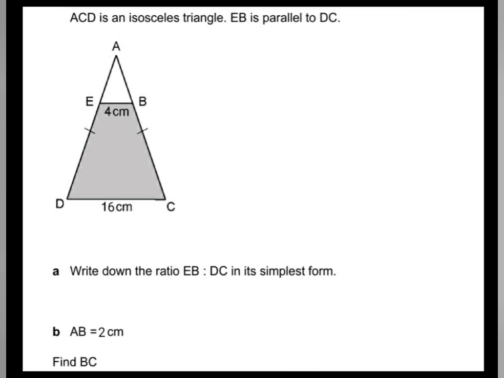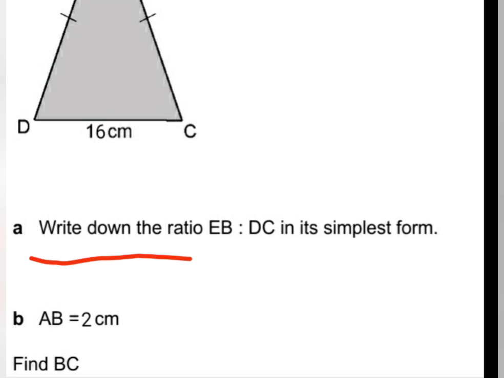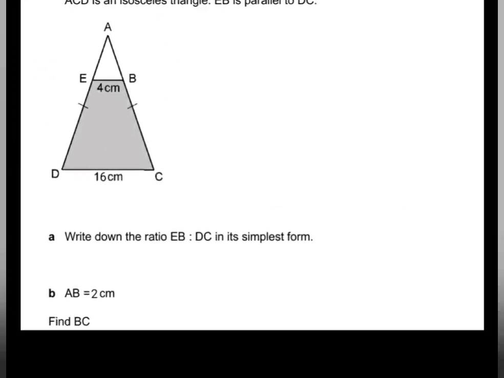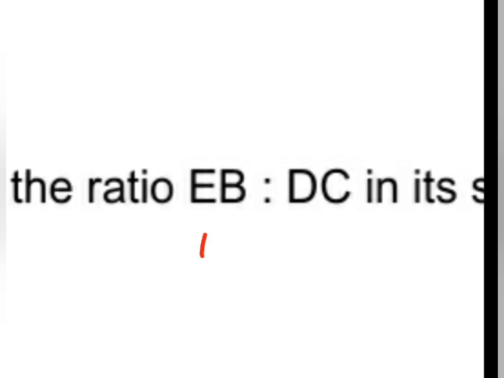Let's start with A. Question A is very easy. Write down the ratio EB to DC in its simplest form. First, let's take a look at EB. Which one is EB? Very good, it's this one. So how many centimeters? Good job, it's 4. So we write 4 next to it. Here, 4. And then we put the 2 dots for the ratio.